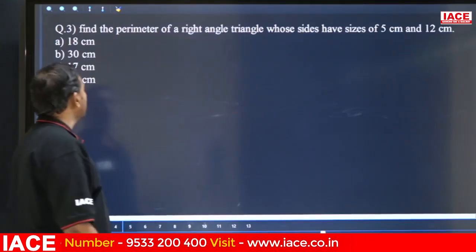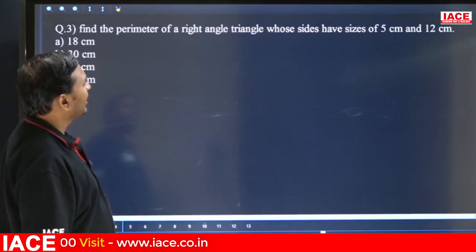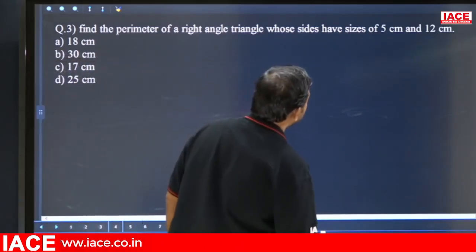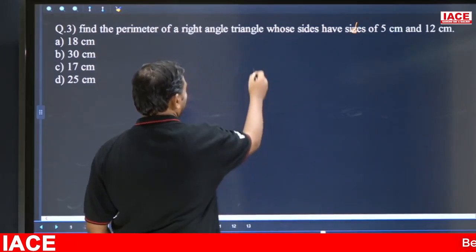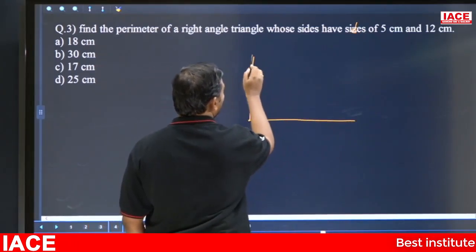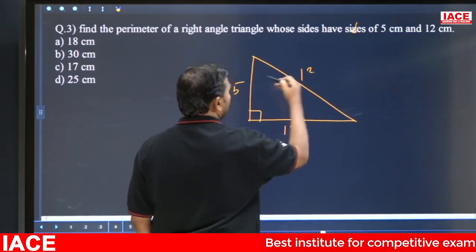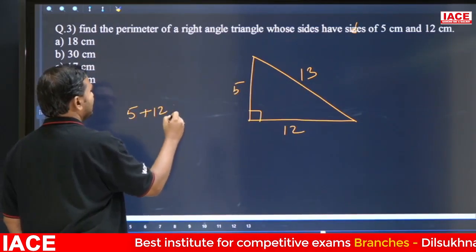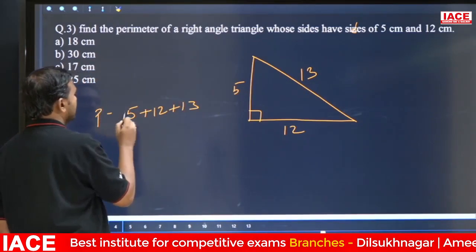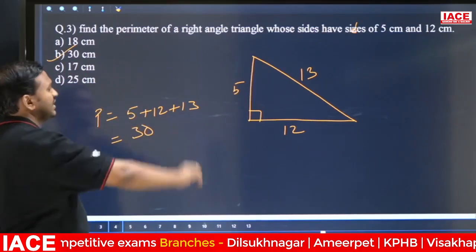Then question number 3. Find the perimeter of a right angle triangle whose sides are 5 and 12. Right angle triangle with one side 5 and another 12, what is the third one? The combination is 5, 12, 13. Perimeter is 5 plus 12 plus 13, all sides we have to add. That means 30. So option B is the right answer.